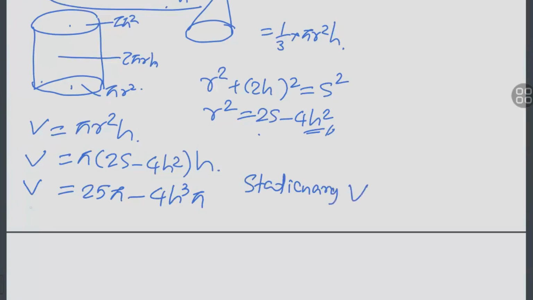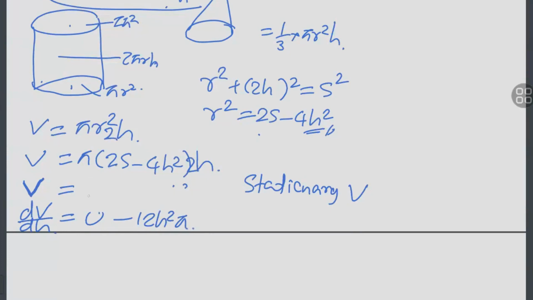Stationary V means what? dV over dH, we need to find dH, right? dV over dH. Look at V and H. Phi is a constant, no? This is 0. This is 12 H squared 5. I made a mistake. This is 2H. Then this is 25. H also coming, right? 25 5H minus 8 5H cube, right?